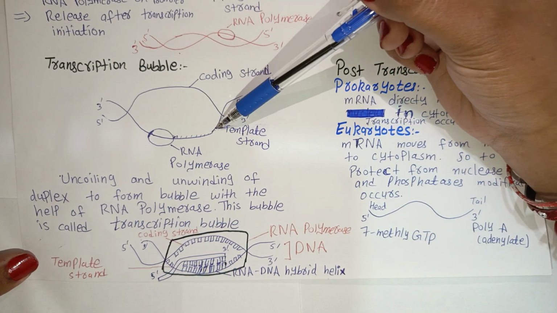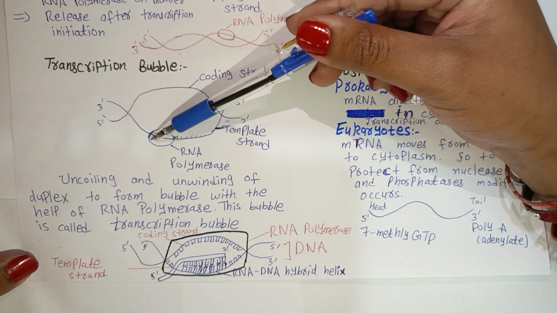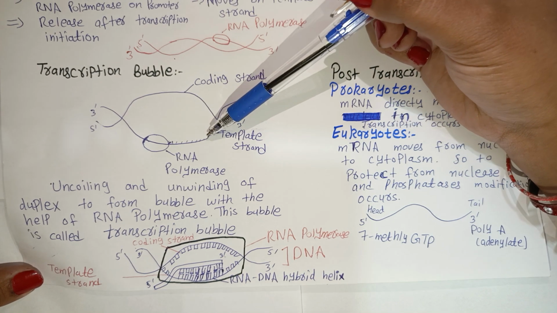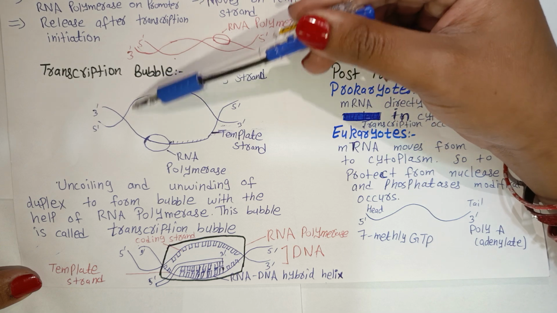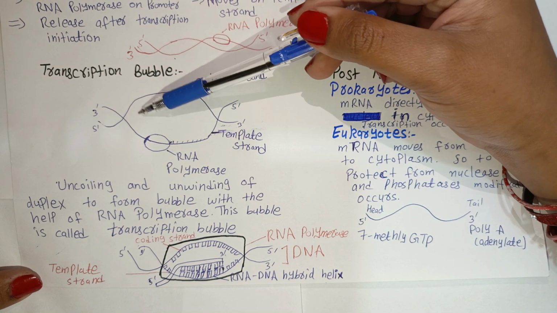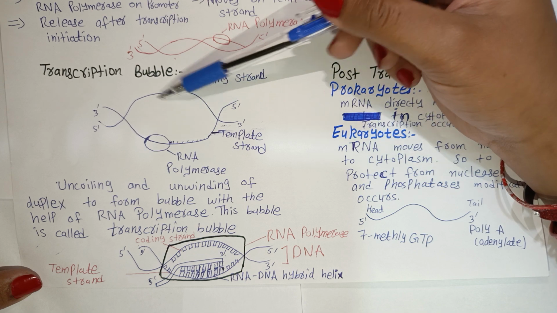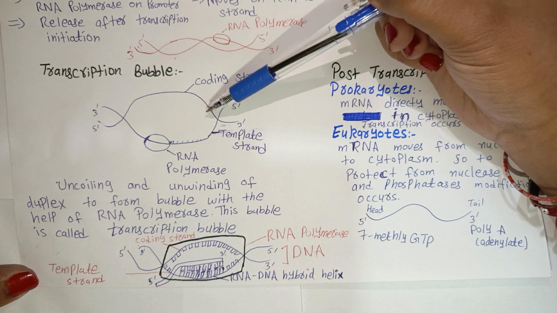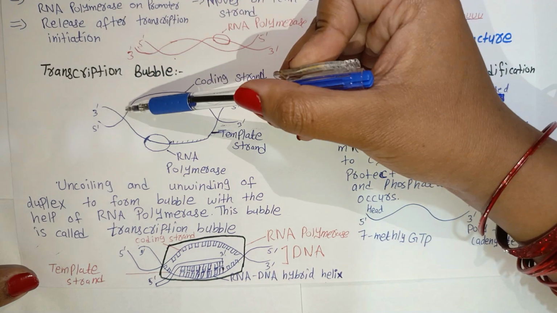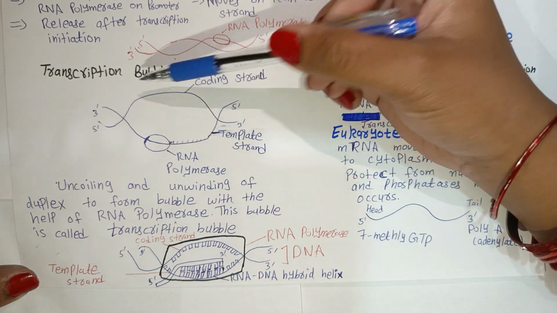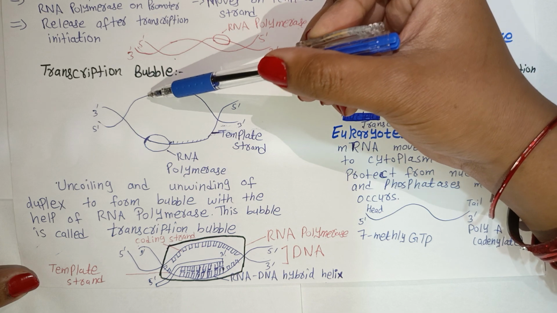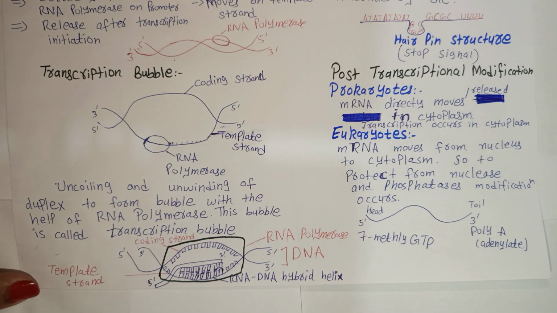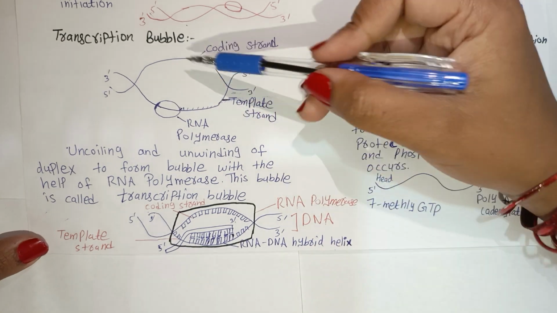Above is the coding strand. This is the template strand. Here RNA polymerase will bind on the promoter site, and there are some proteins involved like helicase, which will unwind the double-stranded DNA and produce the bubble. There are also single-stranded binding proteins, which will bind to the template strand and the coding strand, so that these two strands stay apart from each other. So this is the transcription bubble.